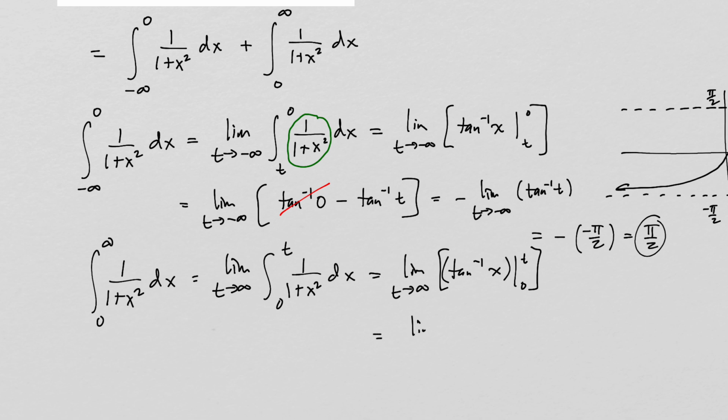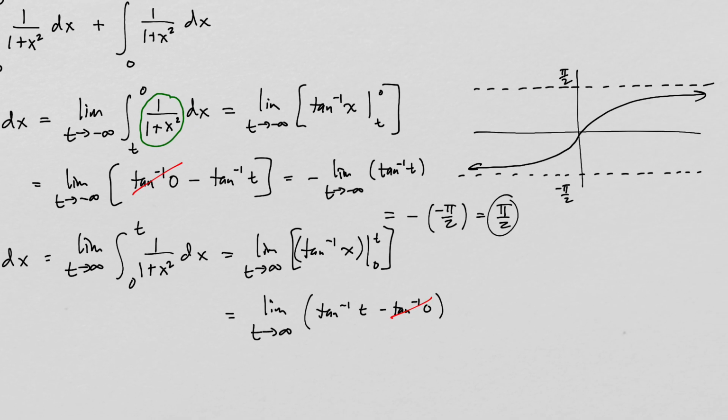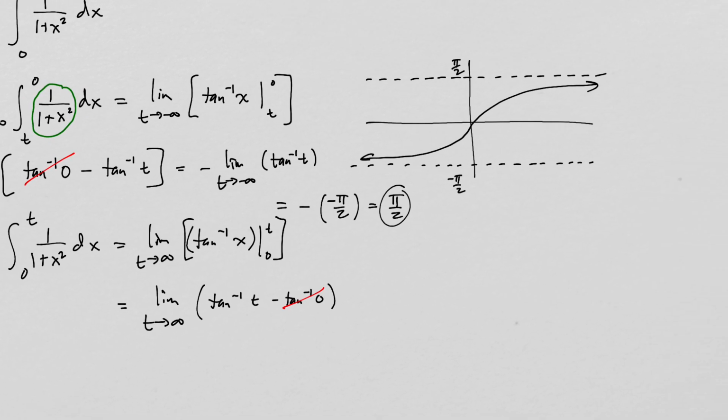So it's very similar to the previous one. We have limit t goes to infinity of the inverse tangent of t minus the inverse tangent of 0. And inverse tangent of 0 is 0. And now we have the limit as t goes to infinity of the inverse tangent function. So as the value of t goes this way, the inverse tangent graph is approaching this horizontal line at pi over 2. So this is just equal to pi over 2.